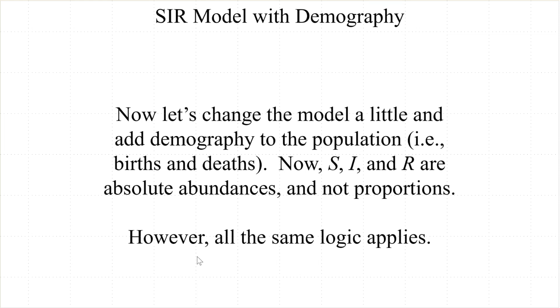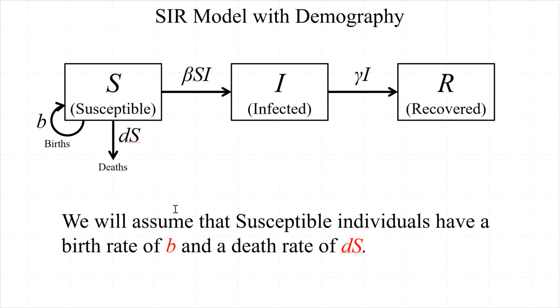But all the same logic applies in what we're going to work through, so that we don't have to change a lot. So first of all, we're going to make the assumption that susceptible individuals have some birth rate that produce new susceptible individuals in the population, right? And we'll call that rate B.